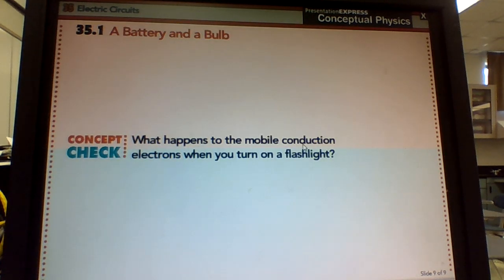So what happens to the mobile conduction electrons when you turn on a flashlight? They begin to move, current flows, and our device begins to operate, whether it's a bulb or a toy car or whatever it happens to be.